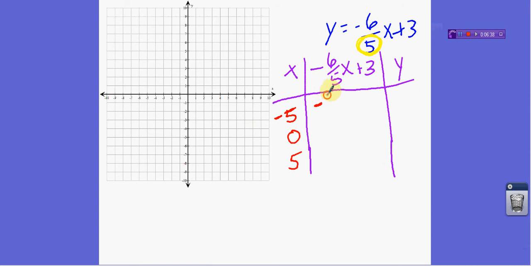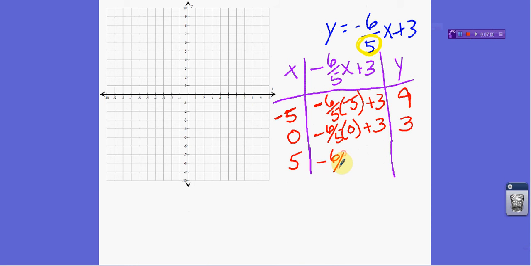Let's go ahead and figure this out. So we have negative 6 over 5. We're putting in negative 5, and we're adding 3. That is going to give us 9 for y. Alright, let's put in 0. You could use a calculator to do this. It's going to pop out a 3 for us. And we're going to put in 5. And that is going to give us negative 3.